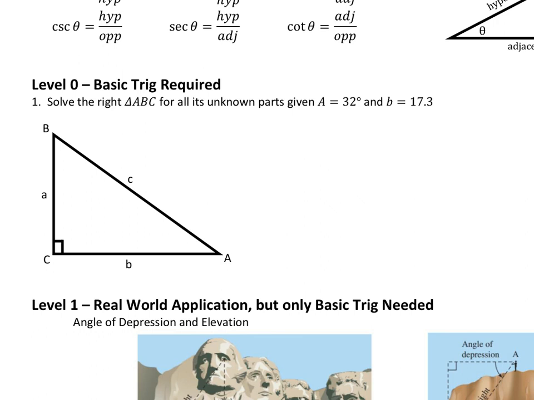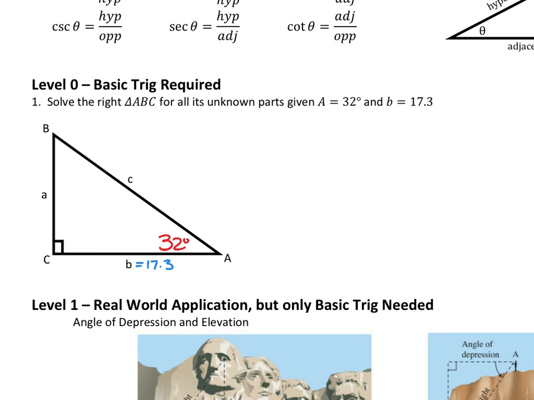So we're going to solve the triangle ABC for all its unknown parts given A is equal to 32 and B is equal to 17.3. Remember that capital letters here represent angles and lowercase letters represent side lengths. That's going to be the same throughout. So if they told us A is equal to 32, that means we're looking at this angle right here. This is 32 degrees because that's A. They also gave us that side length B is 17.3 units.